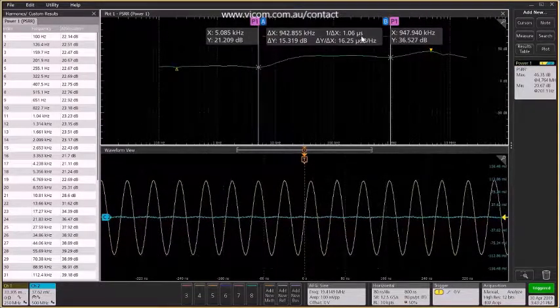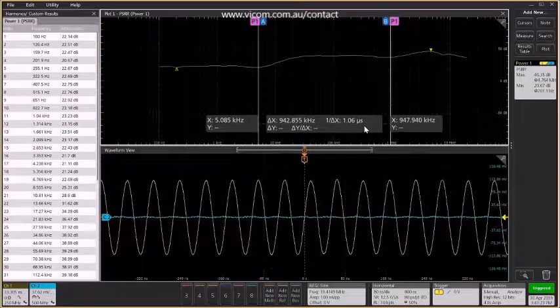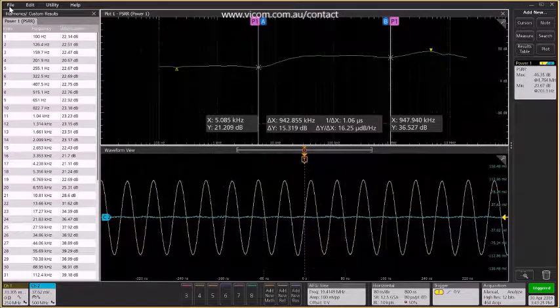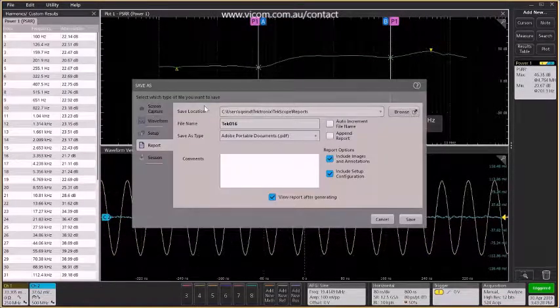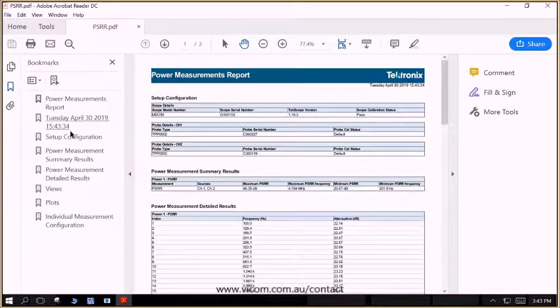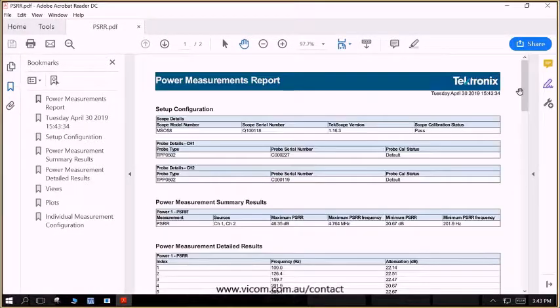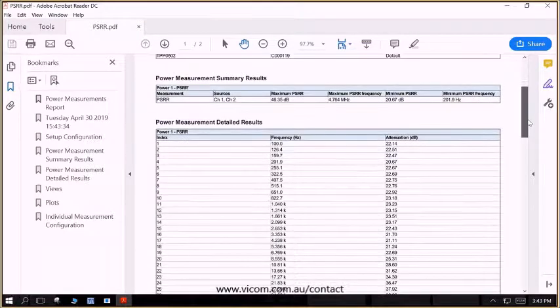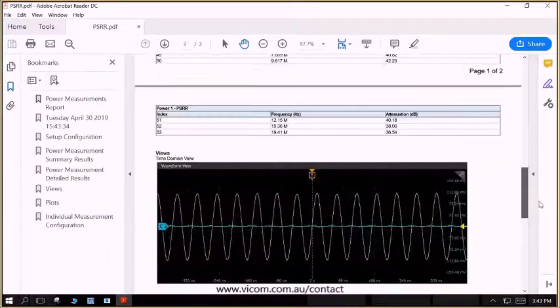And with the cursors enabled, you can now see what the rejection values were at a specific frequency. All of this can be saved into a report in HTML or PDF format. And you can see all the details there, including the results table and the plots captured. This makes it an effective, complete one-box solution tool for power design engineers.